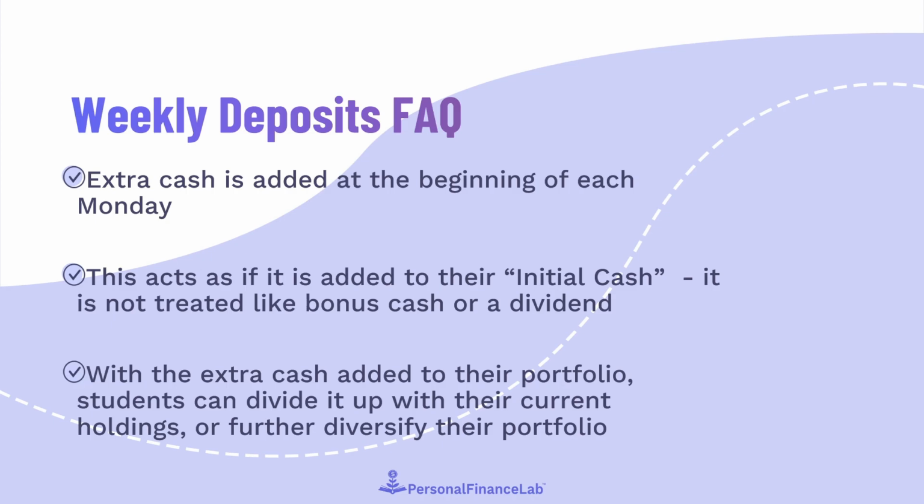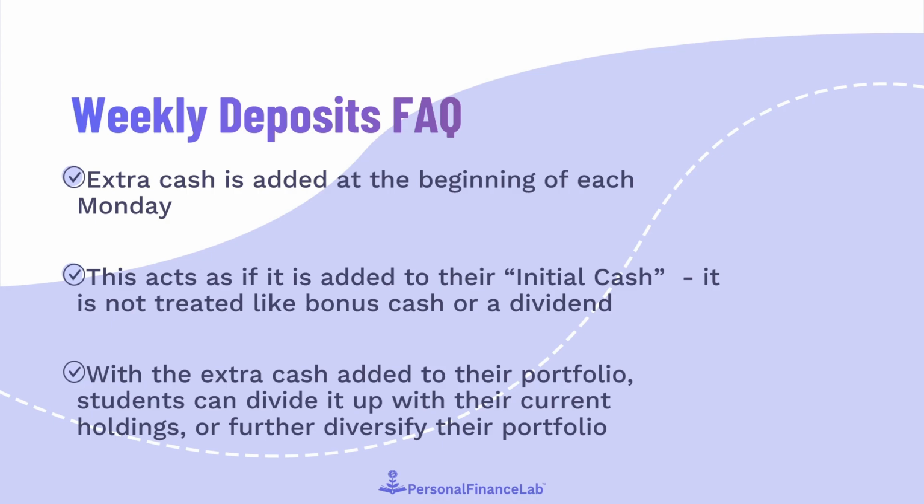This acts as if it is added to their initial cash. It is not treated like bonus cash they would get from finishing an assignment or a dividend or extra cash you might give your students. All of their portfolio returns are adjusted to account for this starting cash. So in my previous example, if I had my $1,000 starting cash and then I added the extra $500 as a weekly deposit, the student's portfolio's return would be based on a $1,500 starting cash.